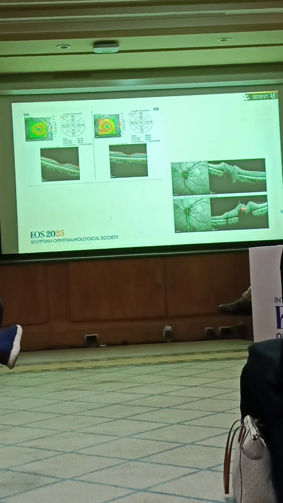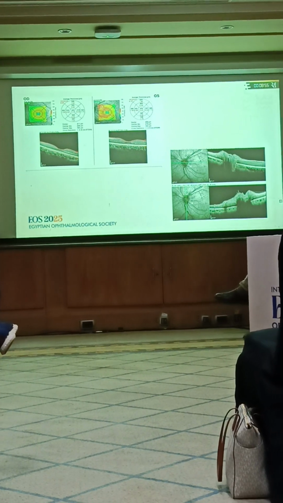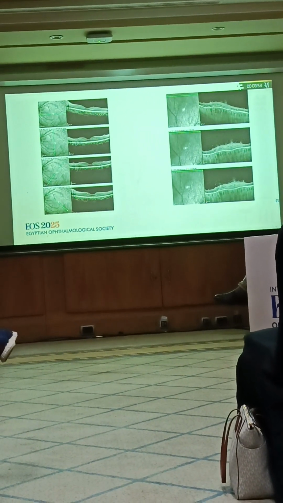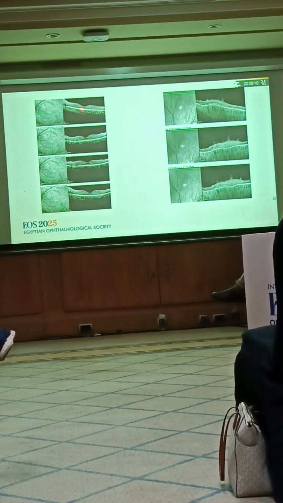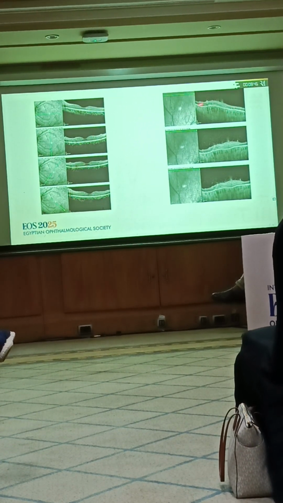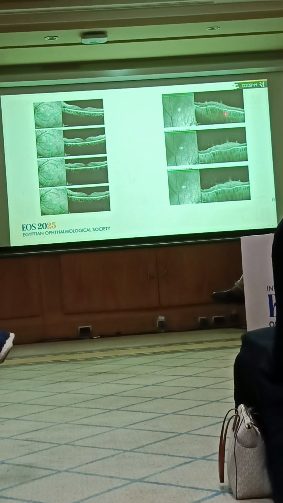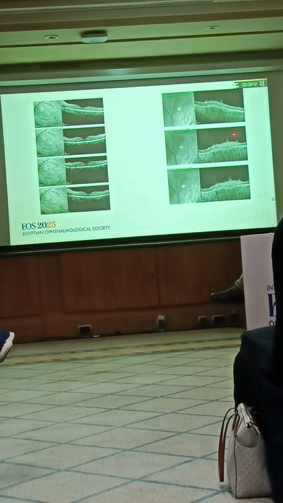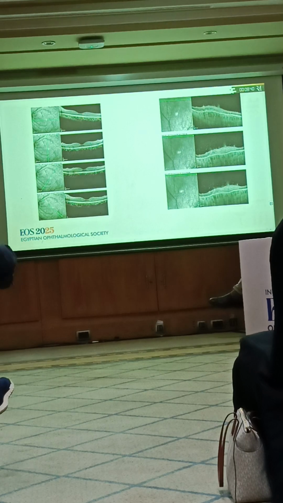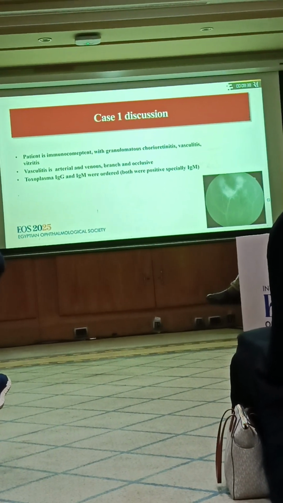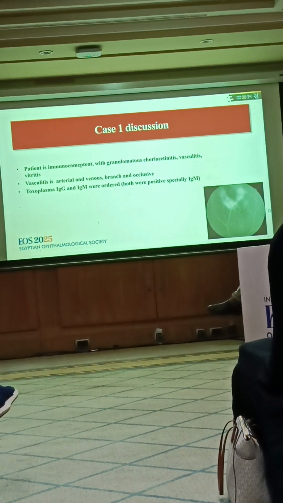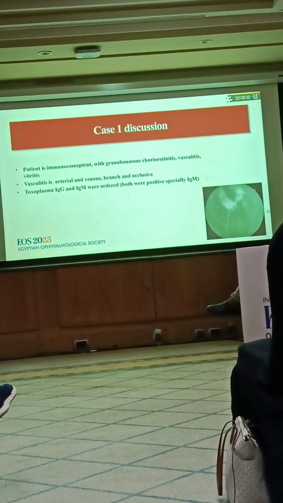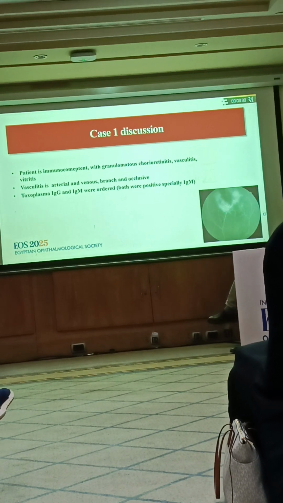The disc showed mild swelling and hyperreflective dots above it showing vitritis. OCT macula was showing mild macular edema, but at the infected focus we can appreciate there was choroiditis, retinitis, and vitritis. So the patient is immune competent with granulomatous chorioretinitis, vasculitis, vitritis. Vasculitis is both arterial and venous, branch, and occlusive.